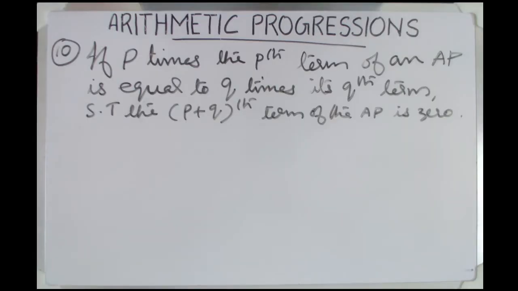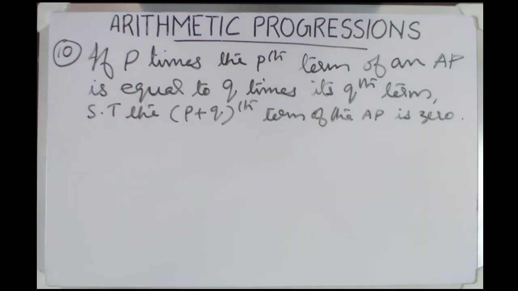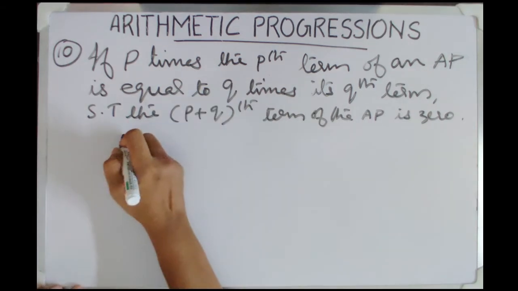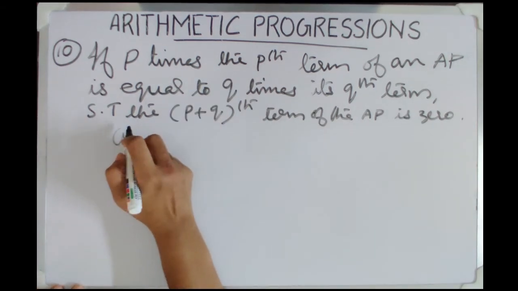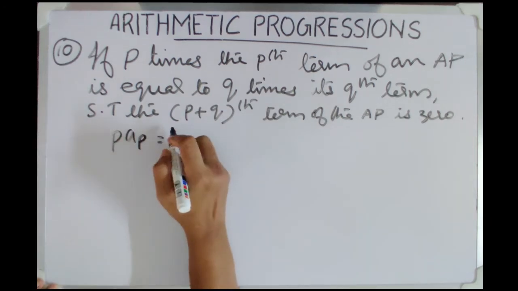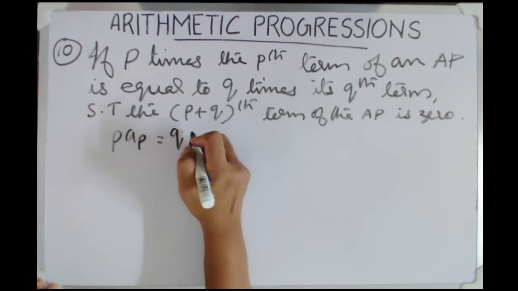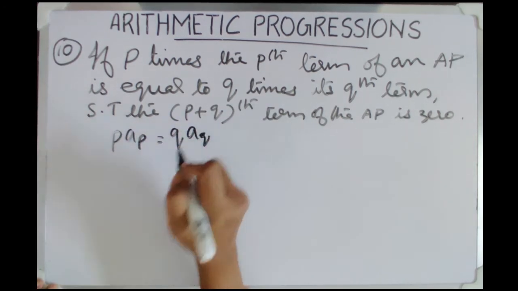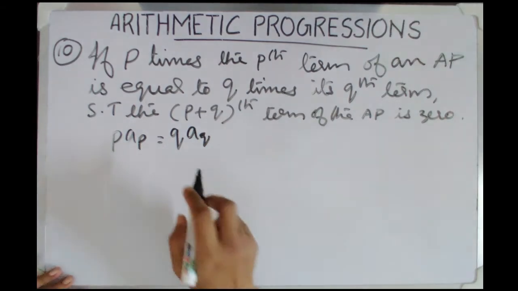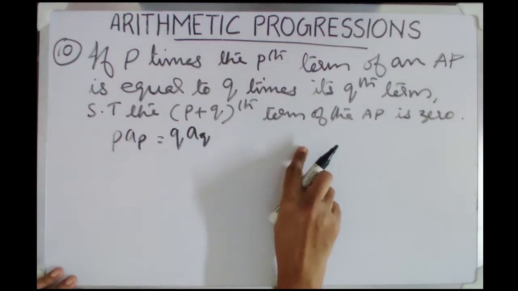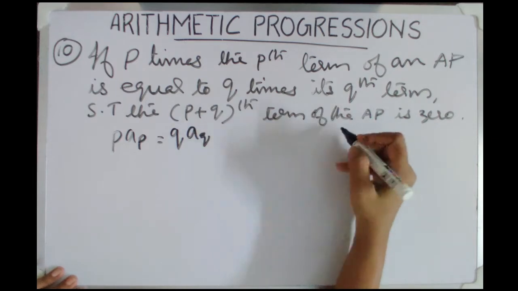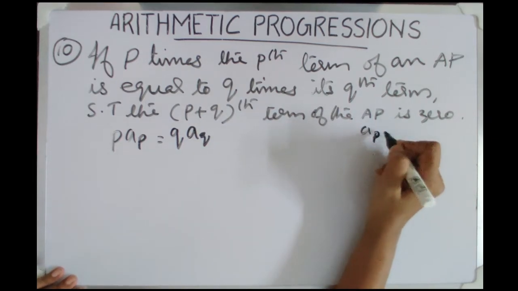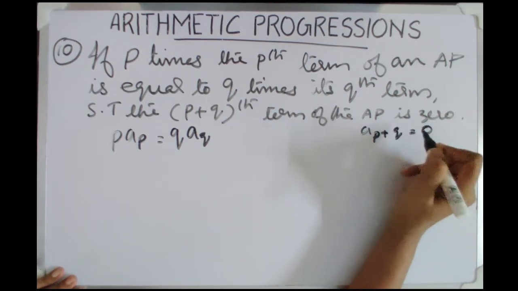Next question. If p times the pth term of an AP is equal to q times its qth term, show that the (p plus q)th term of the AP is 0. Here it is given that p times the pth term is equal to q times the qth term, that is p a_p equals q a_q. We have to show that the (p plus q)th term is 0, that is a_(p+q) equals 0.